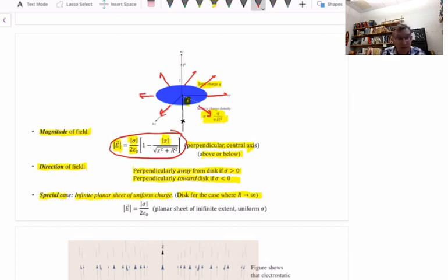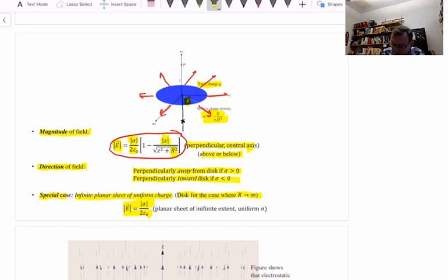Look back up here and see what you get in the limit where big R goes to infinity. You get an amazingly simple answer. Since that big R down there has gone to infinity, I don't care what the z squared is. The denominator there is infinity. Z over infinity is 0. So what's in the brackets is 1 minus 0, which is 1. So all that survives is what's out front: absolute value of sigma over 2 epsilon 0. And that's the electric field magnitude of what's called an infinite planar sheet of uniform surface charge density.